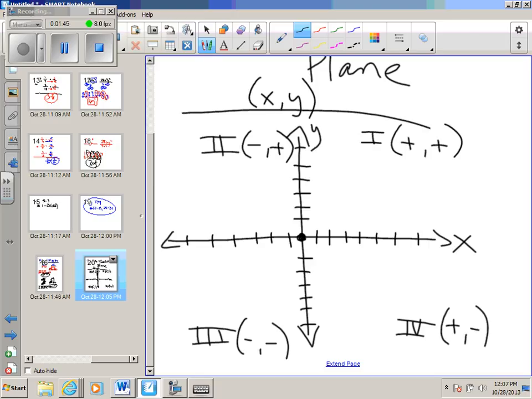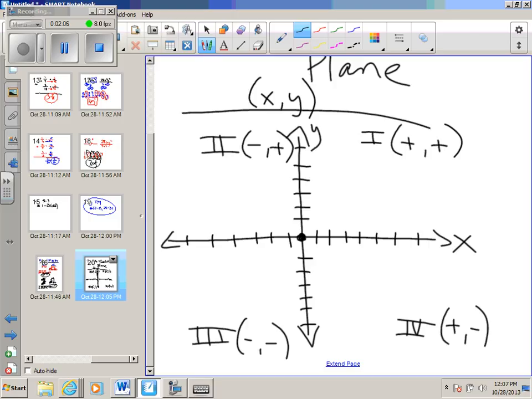Okay, so you could tell just by looking at them without even having to put them in the plane, based on what your x and y coordinates look like, being positive or negative, you'll be able to give an idea what quadrant they would fall in. It doesn't matter what order they come in, absolutely.